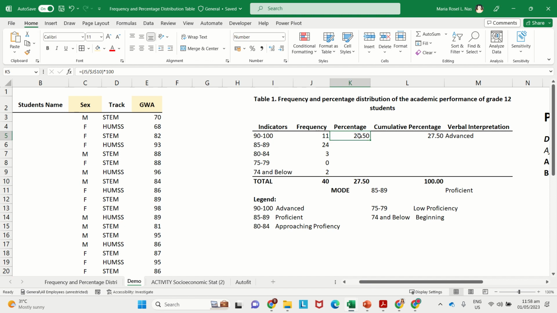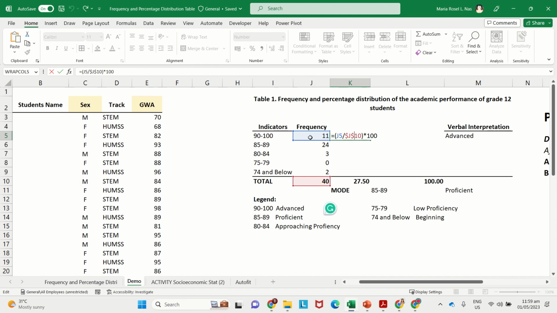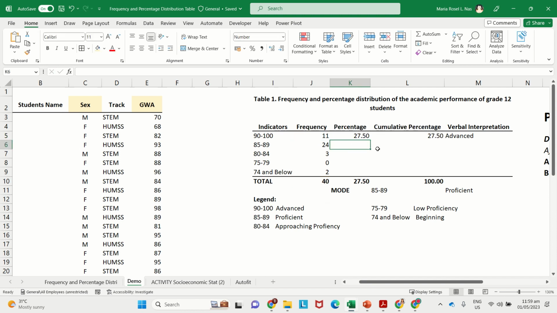So we can just manually enter in this cell the operation that we need to use. So in this case, the operation is that our frequency, which is 11, divided by the total number of frequency, which is 40, times 100 will give us 27.50. So 11 respondents is 27.50% of the total size of your sample or respondents. So we just need to do the same.